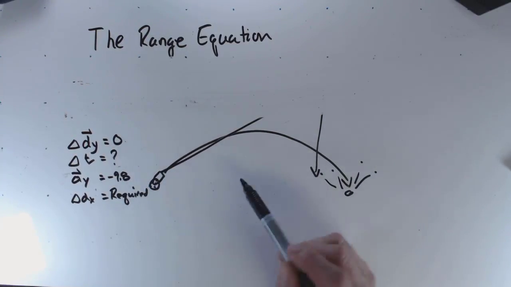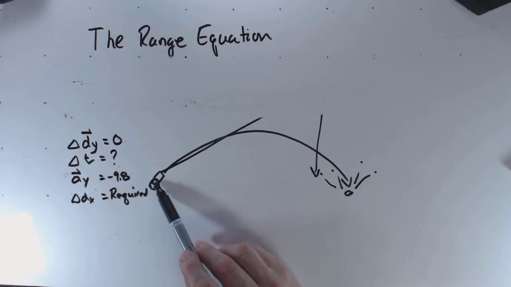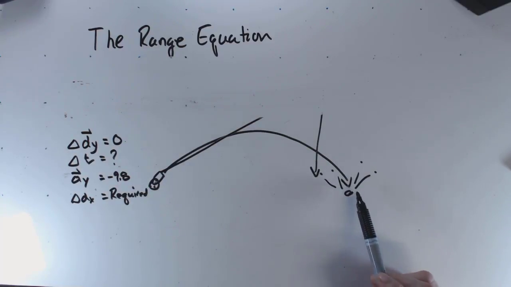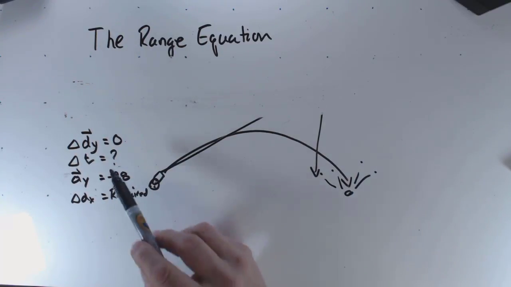Here are some of the things. The vertical distance is 0. In other words, it leaves at the same height that it lands at. And we've looked at examples where the vertical height actually changes. This is a specific case of this.